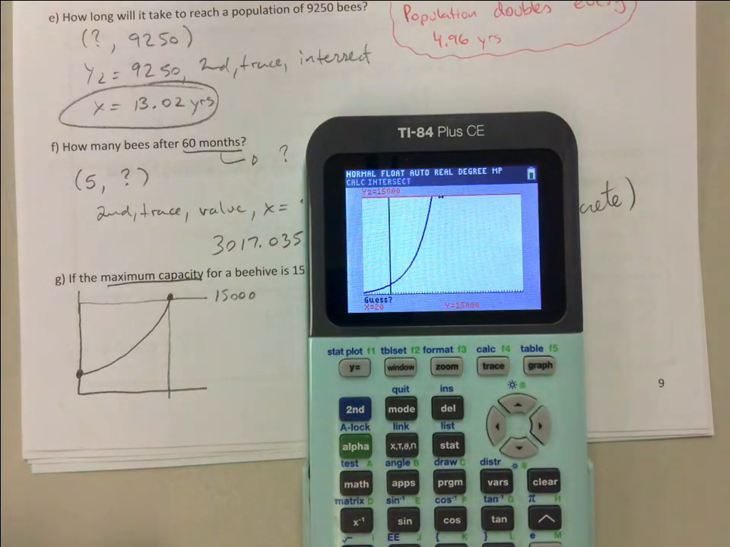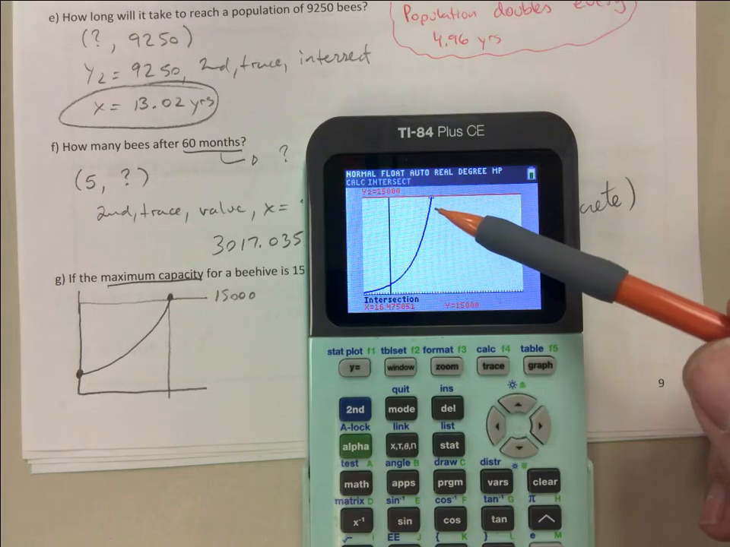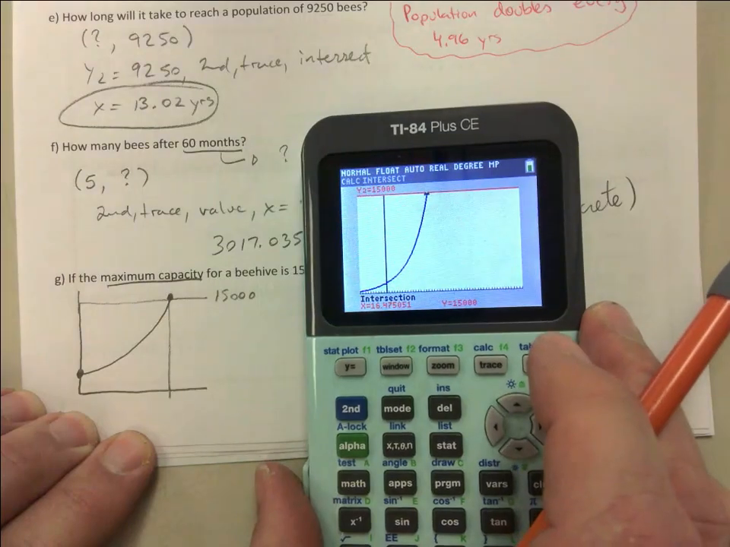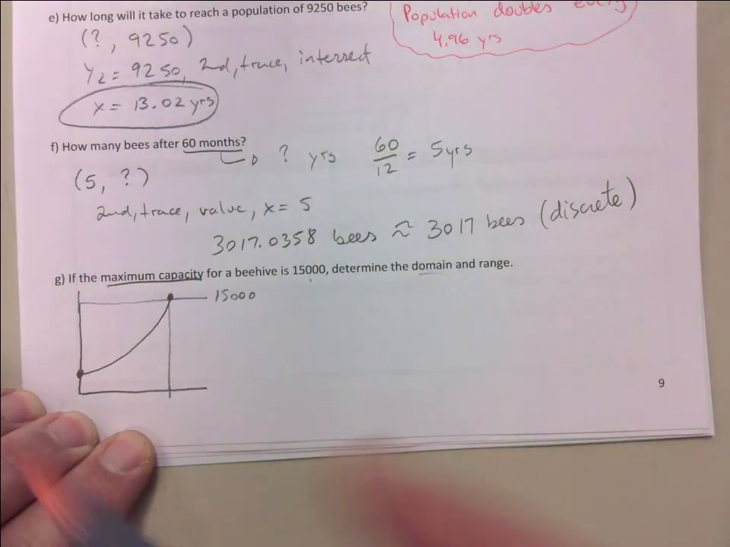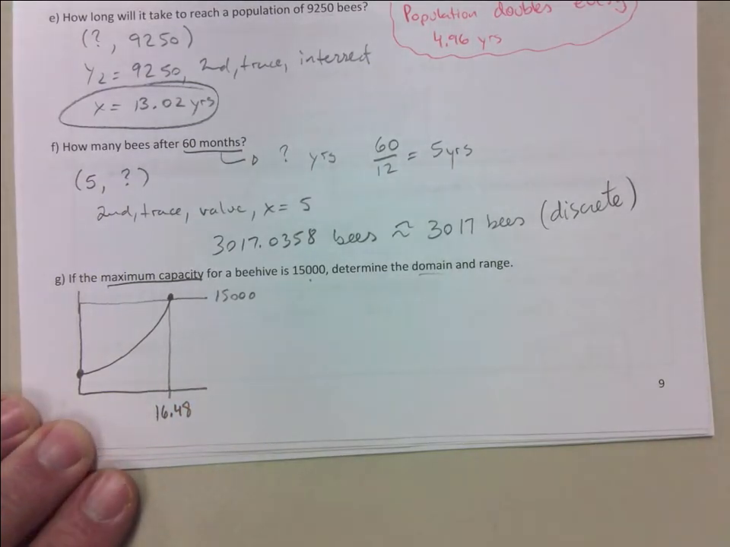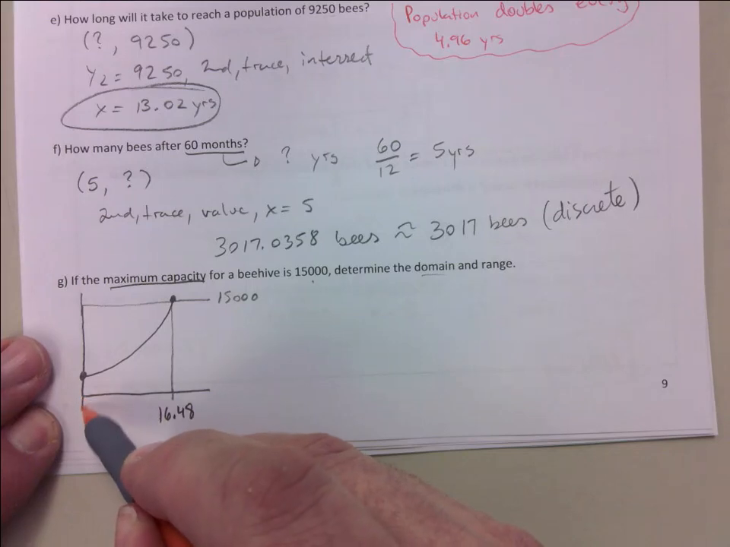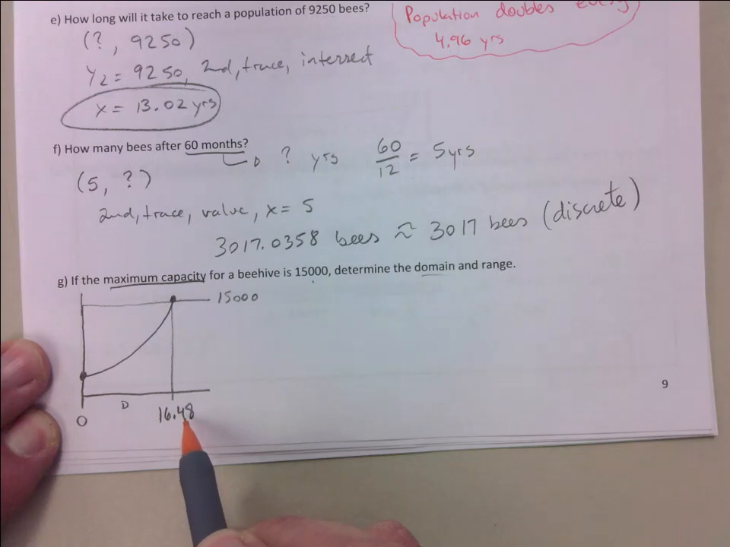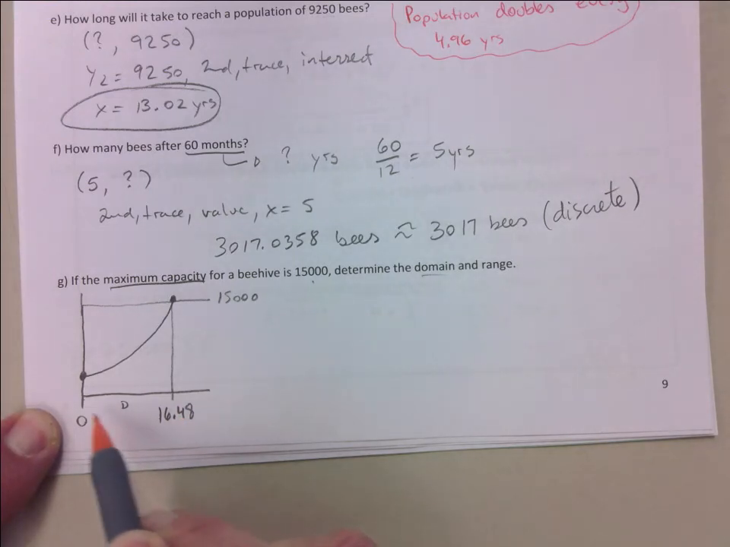Second trace 5. This is borderline. Sometimes the calculator acts up when you do that, so you might have to increase your Y max a little bit. So here we have it, 16.48. So watch this. For my domain, I go from 0 to 16.48 years.